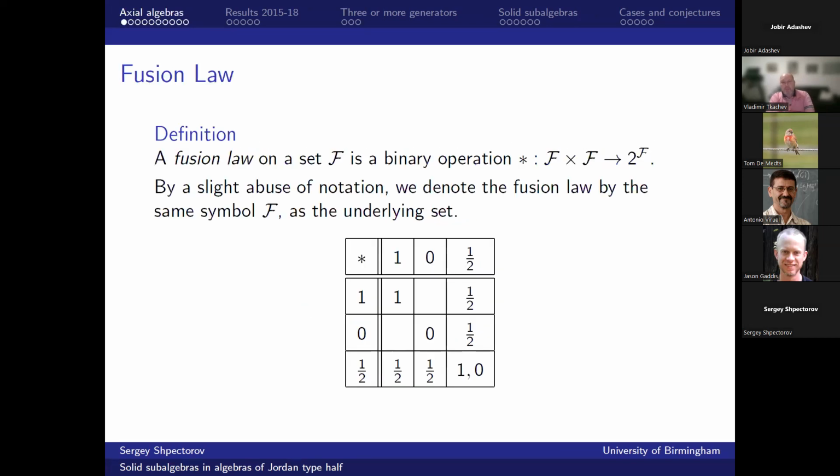So we start again with the fusion law. We just saw a similar table. This is the fusion law I will be mostly concerned with. We have a set F, which is 1, 0, and a half in this case, and the map is into the set of subsets. The only difference with Tom is that I don't use the set brackets for the sets. I just list the elements in each set in the cell of the table.